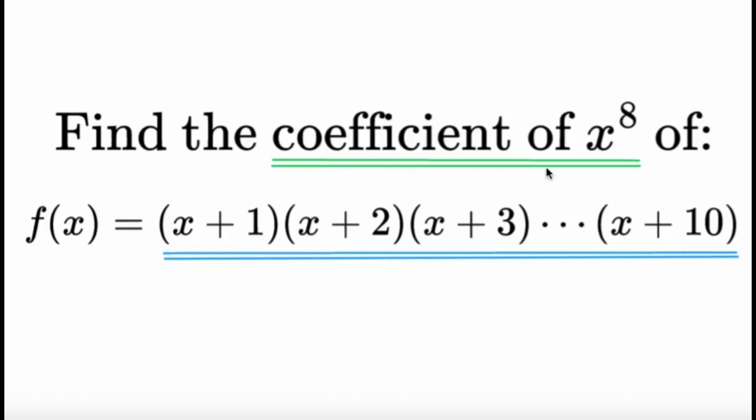Find the coefficient of x raised to 8 of the function f of x equals x plus 1 times x plus 2 times x plus 3, so on and so forth until x plus 10. As usual, pause this video if you'd like to give this item a try. But if you're done, let us dive into the solution.